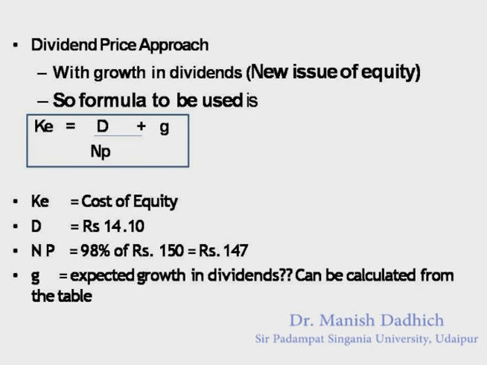Here is the formula, and how we can calculate this. D is 14.10, already given in the question. Net proceed is basically 98% of 150, or we deduct the 2% of 150, that is rupees 3. 150 subtract 3, we get 147. So we can easily calculate D and NP. Now the question arises, how to calculate this G, because nothing is given. So can we calculate the expected growth in dividend from the table?